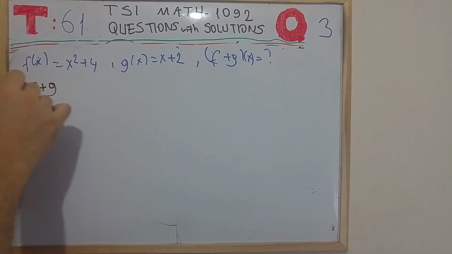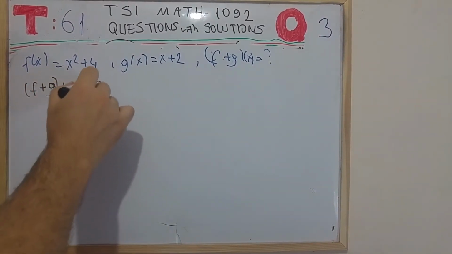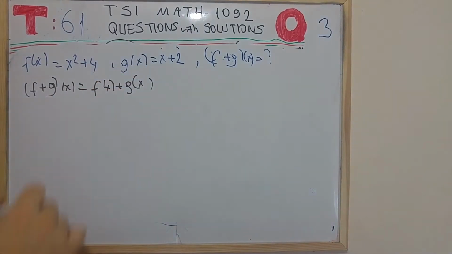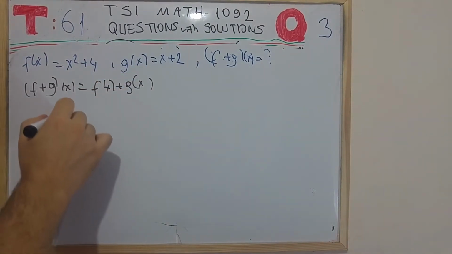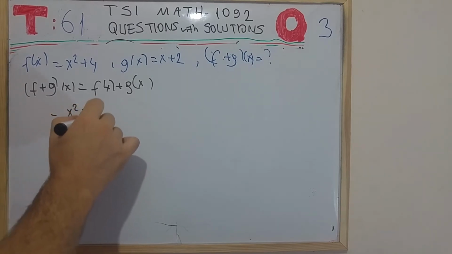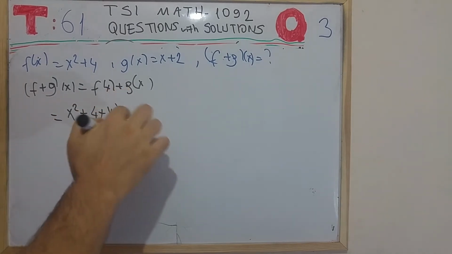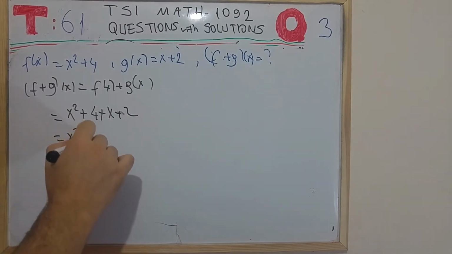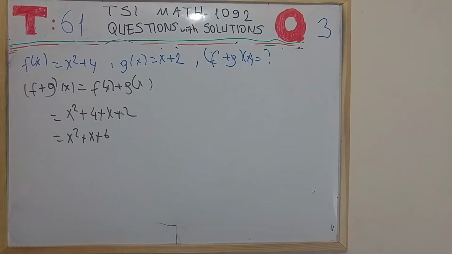F plus g of x is actually equal to f of x plus g of x. That's why I just need to sum these two functions up. X squared plus 4 plus x plus 2, which makes x squared plus x plus 6.